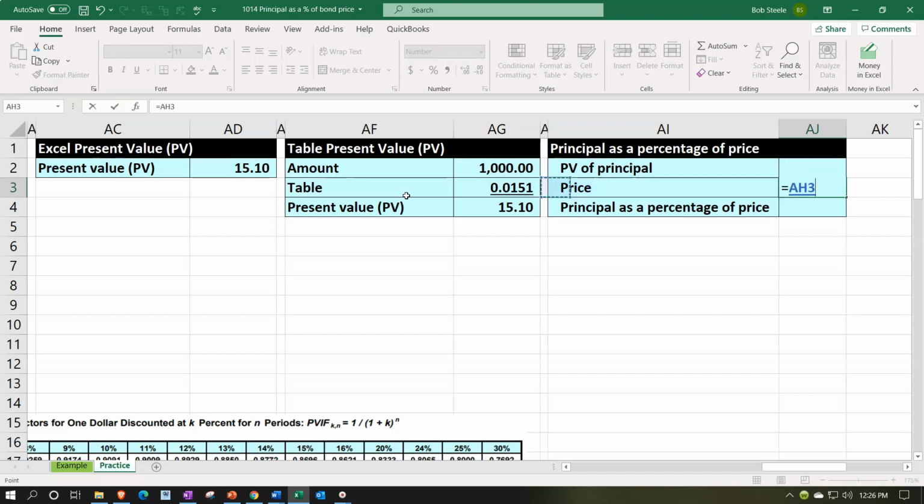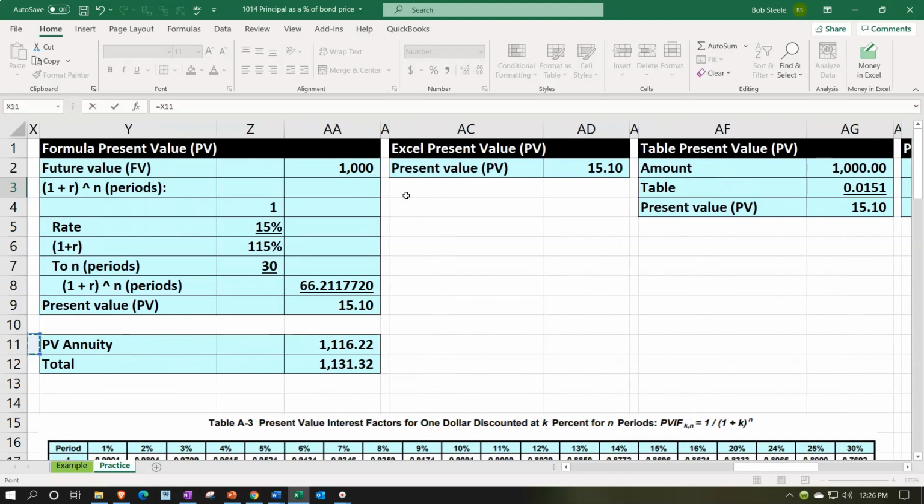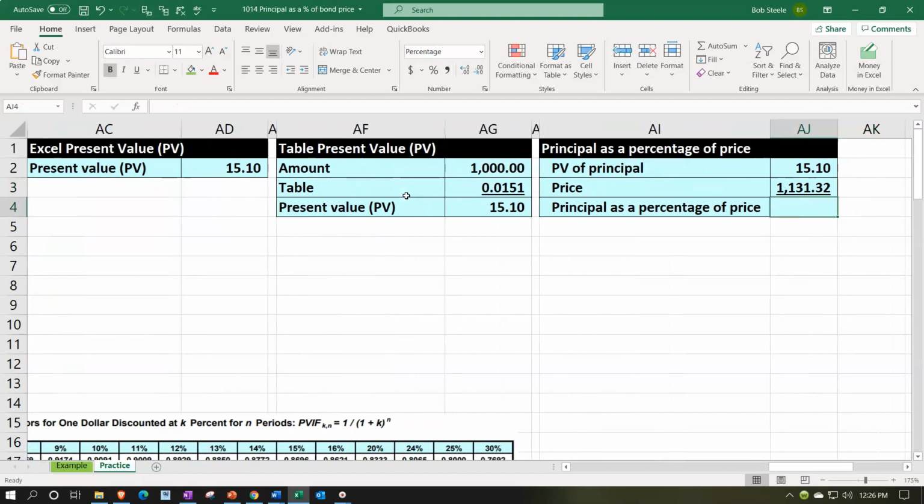So if I compare the principal to the price, which we calculated the price to be, adding the two components, the 113132, then I'm going to say this is going to be the principal, present value, the principal divided by the price. And if I make that a percent, home tab numbers percent, add a couple decimals, we could see that the principal is only 1.33% of the total price.